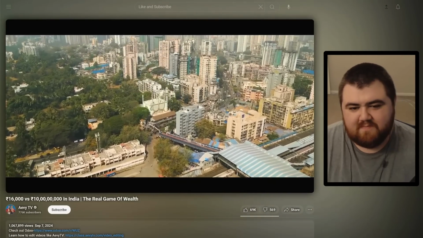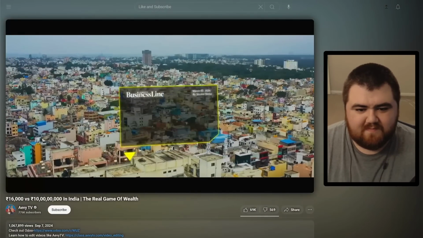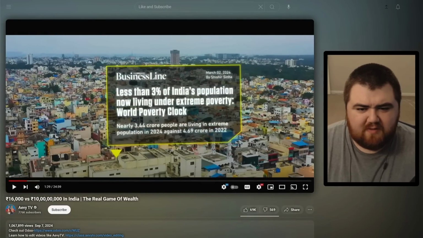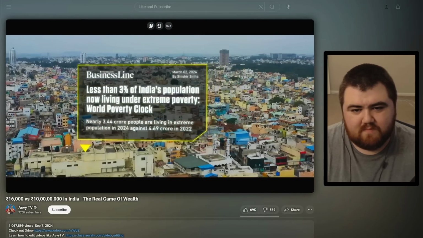Welcome to the game of wealth. We have 140 crore Indians who are contenders for 3.5 crore. Less than 3% of India's population is now living under extreme poverty, World Poverty Clock. Nearly 3.4 crore people are living in extreme poverty in 2024 against 4.69 crore in 2022. Wow. Are eliminated before the game even starts.